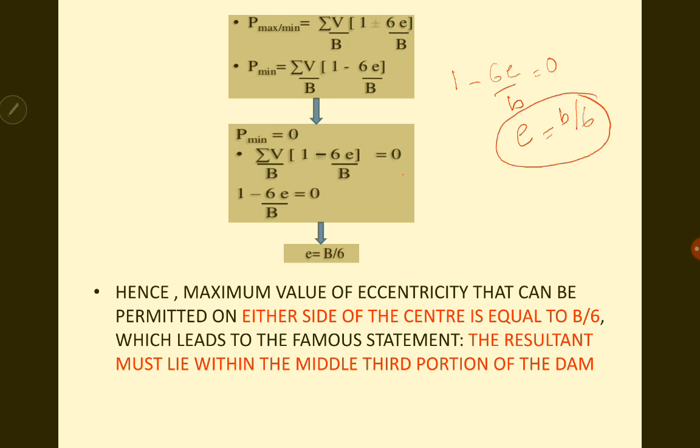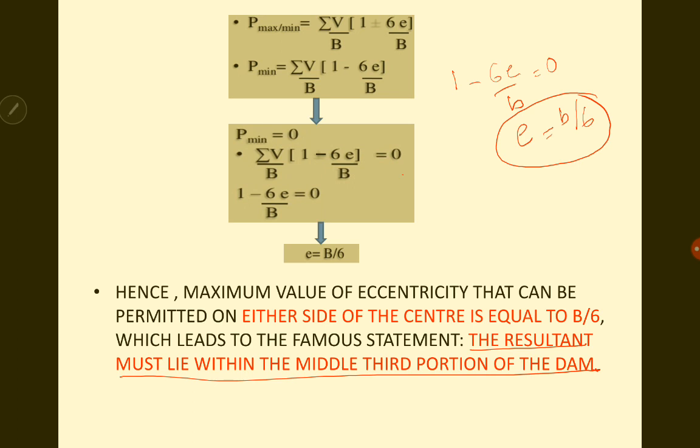Okay, so this is the maximum eccentricity possible, the maximum value of eccentricity that can be permitted on either side of the center is equal to B by 6. That is, the resultant must lie in the middle third portion of the dam. That is the middle third rule. So what is the middle third rule? The resultant of all the forces that act on a dam must come well within the middle third portion of the dam. In that case, the dam will be safe. The gravity dam will be safe.